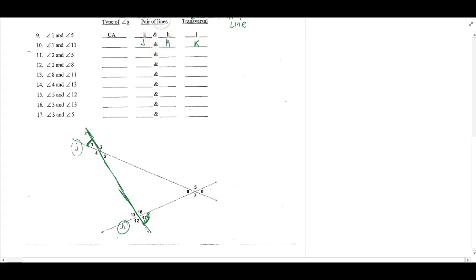And last thing we have to decide is what relationship do they have? They're on opposite sides or alternate sides of the transversal. They're on different sides. So that's going to make it alternate something angles. The question is, are they interior or are they exterior? Well, the lines that make up 1 and 11 are J and H. The 11 and the 1 are outside of the blue lines, not between the blue lines. And so we're going to go ahead and call those alternate exterior.